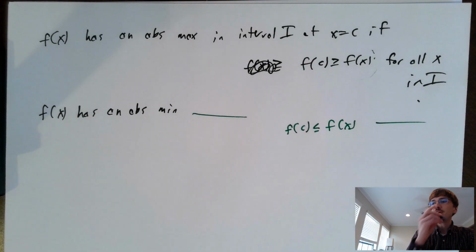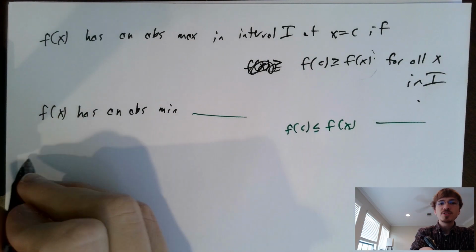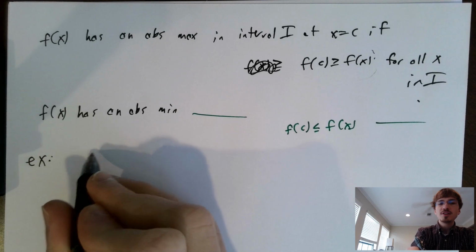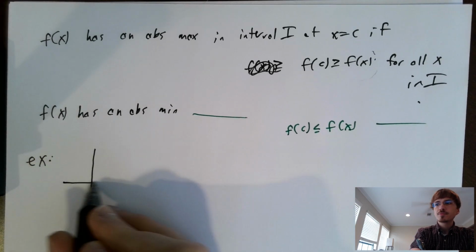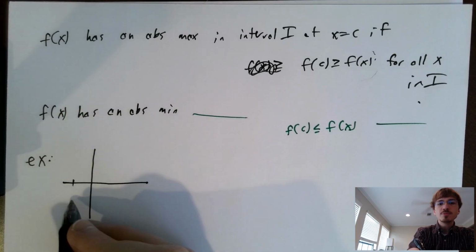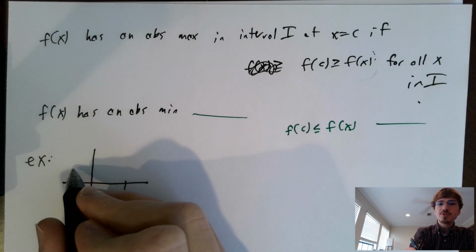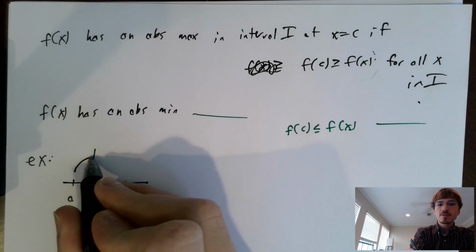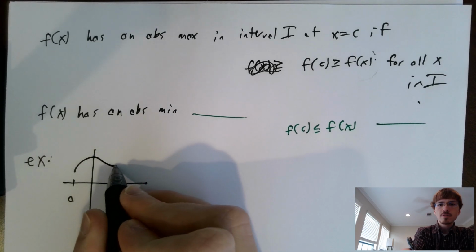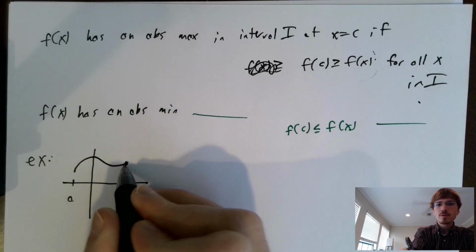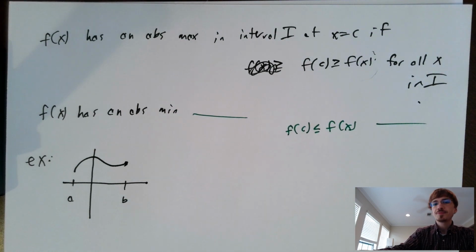Pictures really help, and they are indeed worth 1,000 words, so let's do an example. Let's draw your favorite function. Here's the point A, here's the point B, and suppose it looks something like this. Yeah, something like this. Where are the local minimums and local maximums, if any?